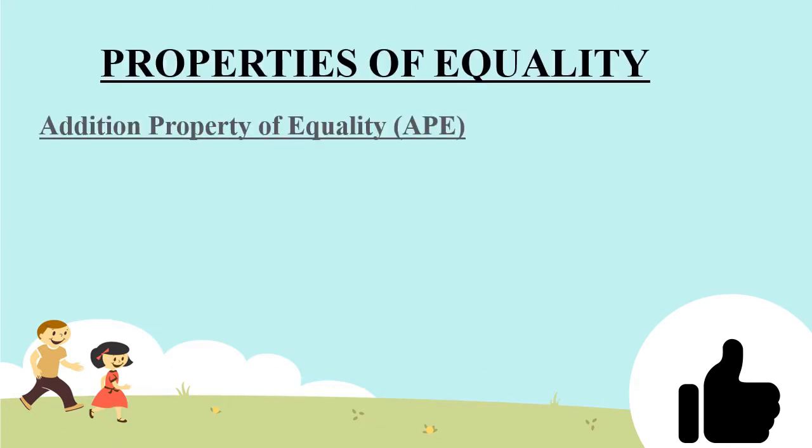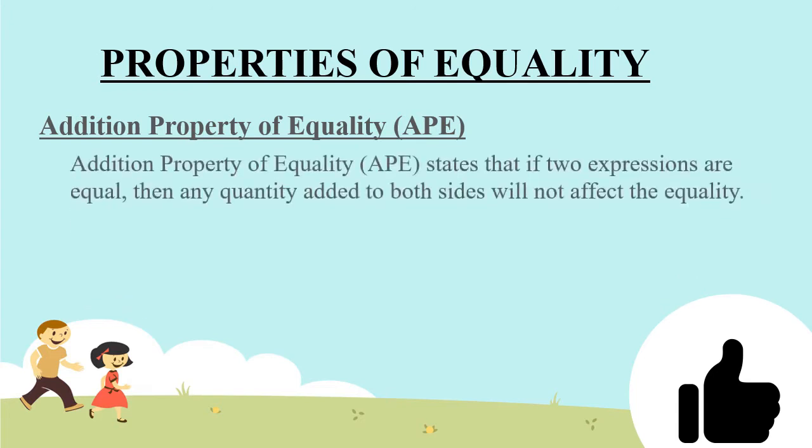Another property of equality, the addition property of equality, also known as APE. The addition property of equality states that if two expressions are equal, then any quantity added to both sides will not affect the equality. So if you add a number to the left side, you also add the number to the right side, and the result is still the same. I will give you an example. B is equal to C. B plus 4 is equal to C plus 4. Even though we add 4 here and also to the right side, the equality is not affected.